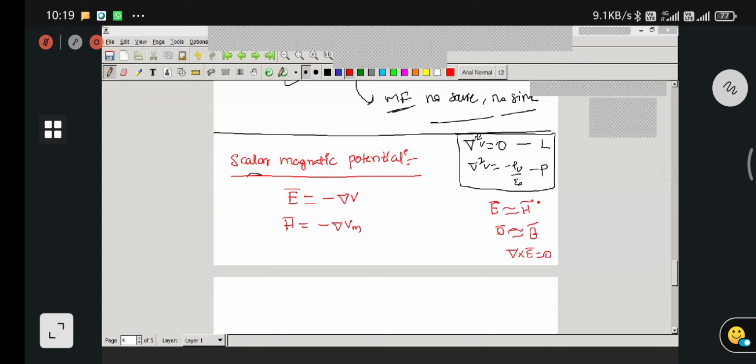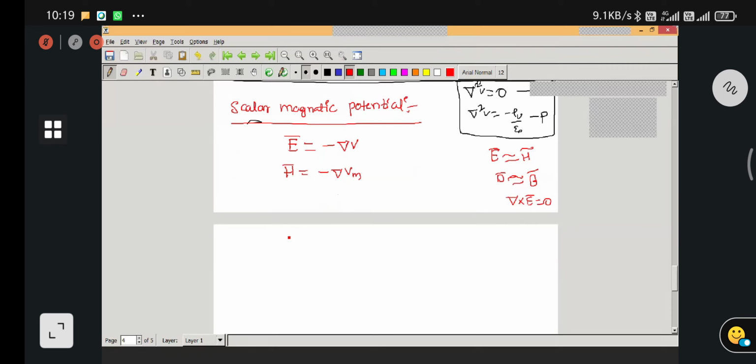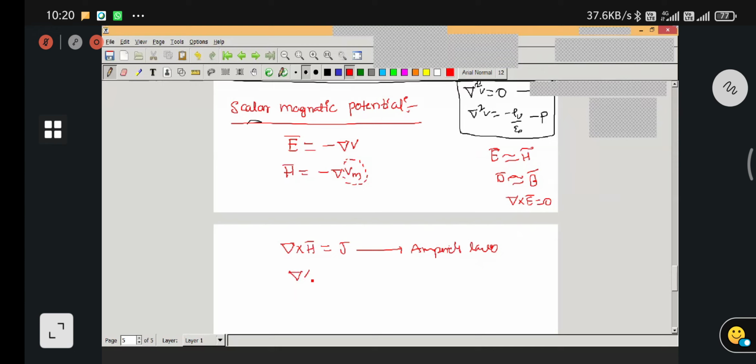Since we know the third Maxwell equation, curl of H equal to J, where Vm is the magnetic scalar potential. Curl of H equal to J is Ampere's law, which is the third Maxwell equation. Using Stokes theorem, curl is nothing but a cross product. So it becomes curl of H equal to 0.